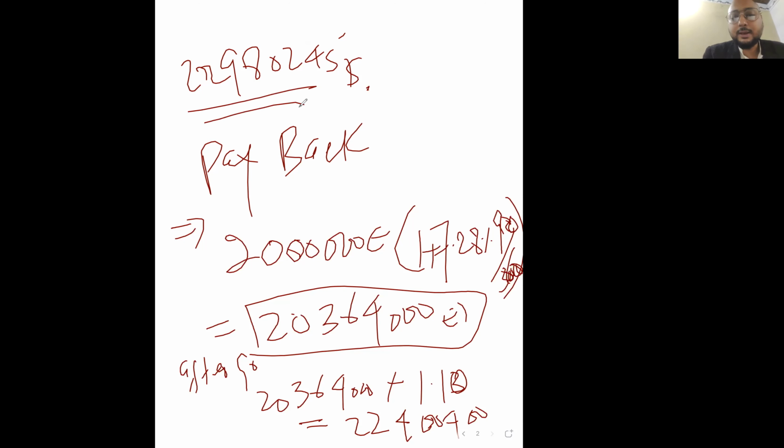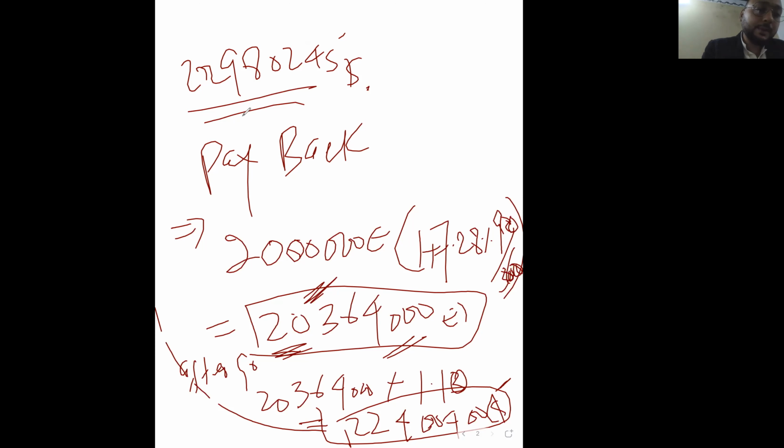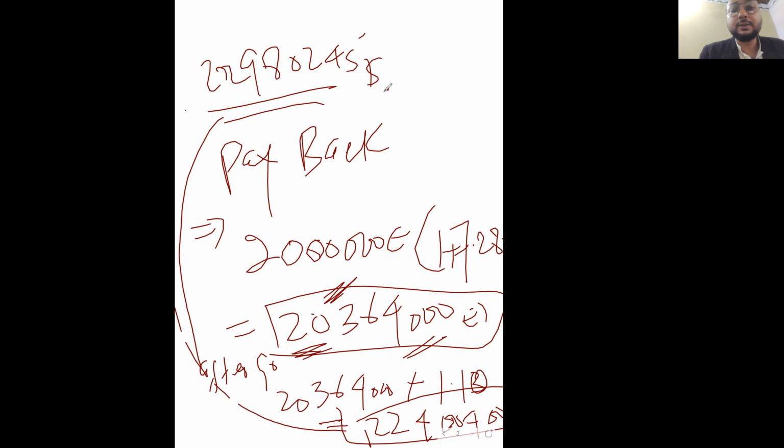That is your receipts and that is your payments in dollars, equivalent to dollars. You need to pay back because the European euro cannot be accepted in dollars, so you have to pay back. You need to convert 22,400,400 into 20.364 million euros. How much is the saving you deduct from your proceeds? These are your receipts and these are your payments.